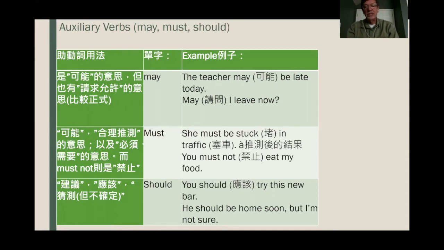You must not eat my food. Must, in this case, not eat, to eat my food. Pretty obvious there. Should, you should try this new bar. Again, should is the helping verb. Auxiliary verb is the technical term. As I said, I think helping verb describes it better. He should be home soon, but I'm not sure.